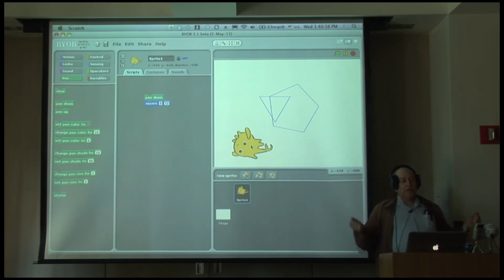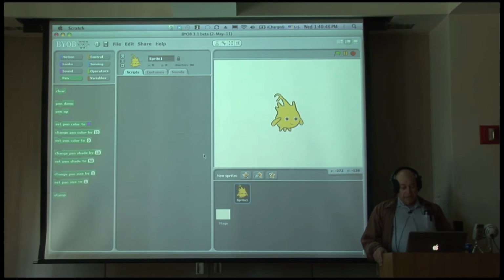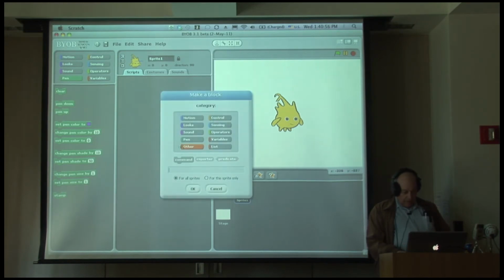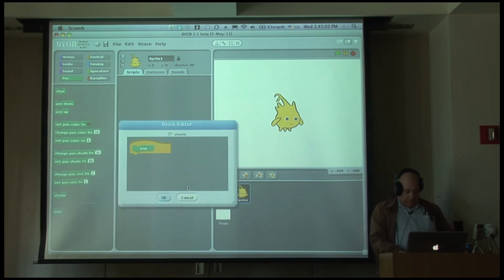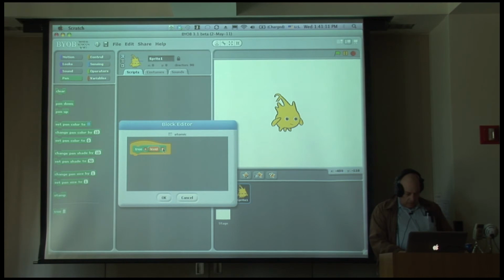So what we're doing is talking about introducing recursion. And of course, the canonical example of recursion, I'm going to start a new project, is to draw a tree. So I'm going to make a block. And I'm going to put it in pen because I want it to be a color other than blue. I've learned this. Tree. And then level. And then size.